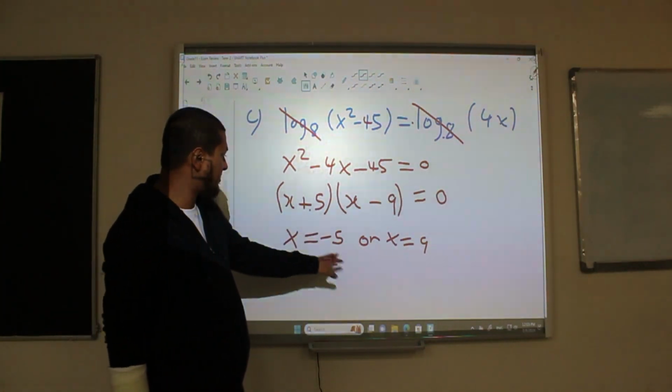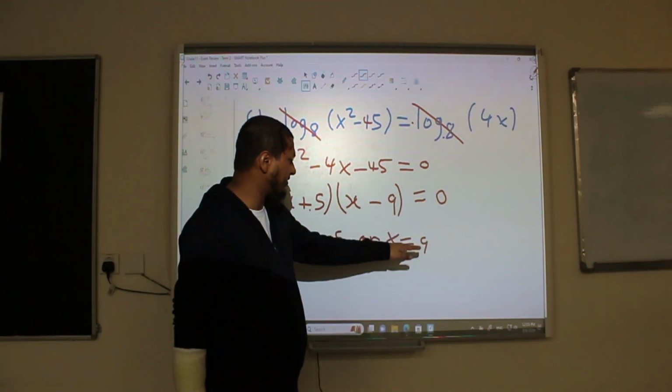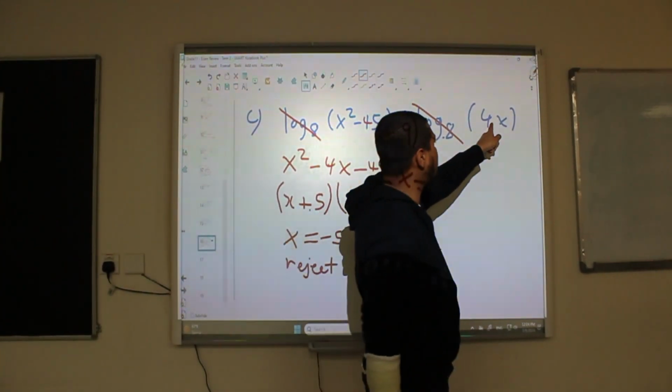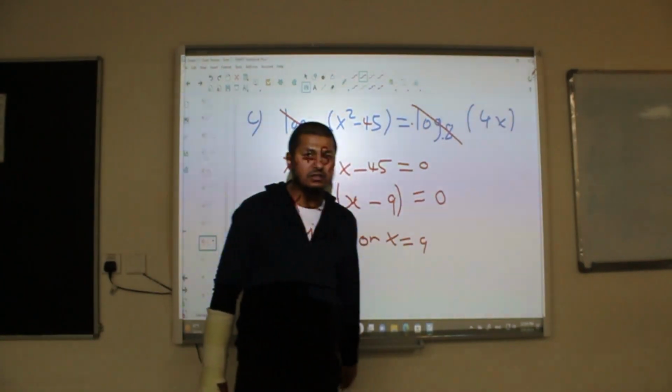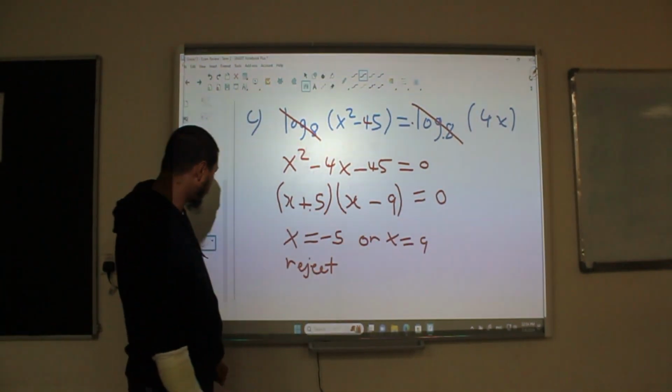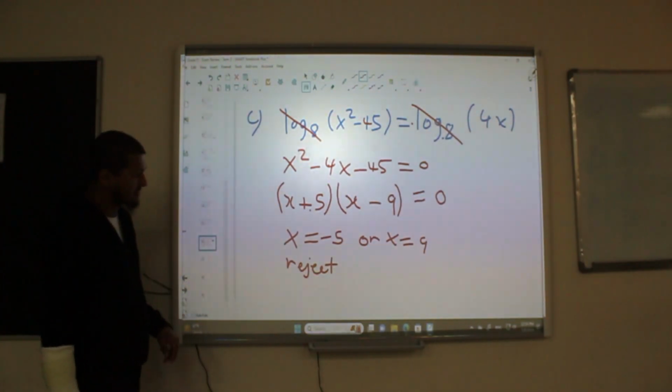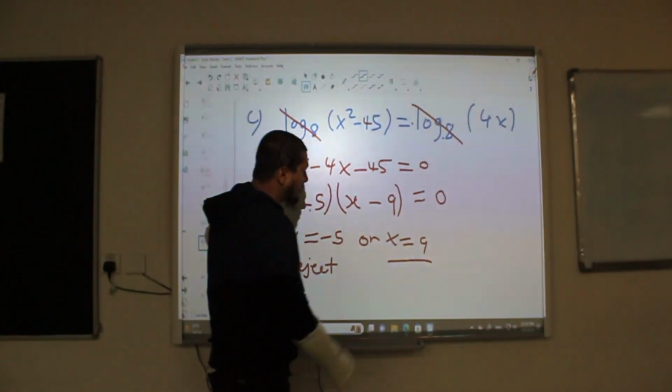So this is an irrelevant answer. That is irrelevant because if I substitute negative 5 inside here, you can see 4 times negative 5, log of a negative number, which does not work. Right? I hope you understand, guys. So we only have one solution, which is x equals 9.